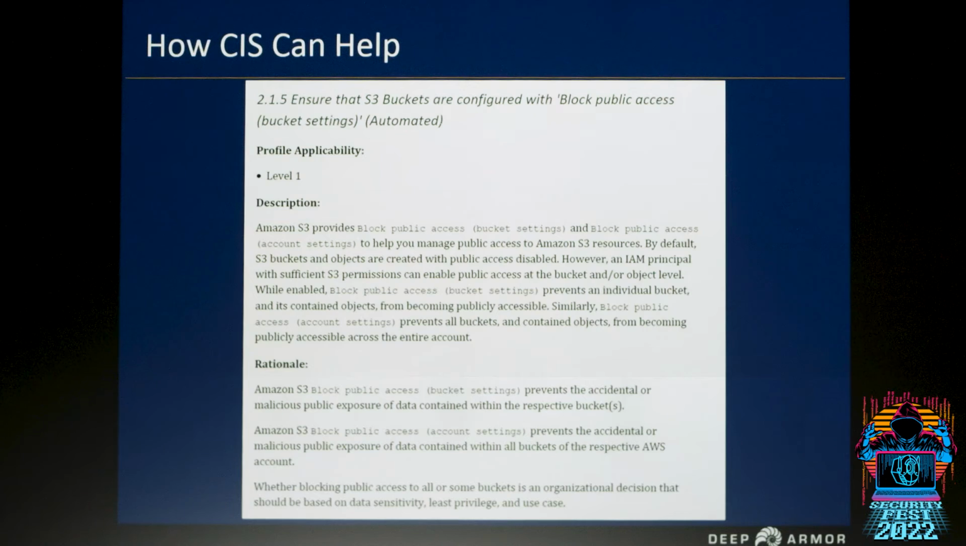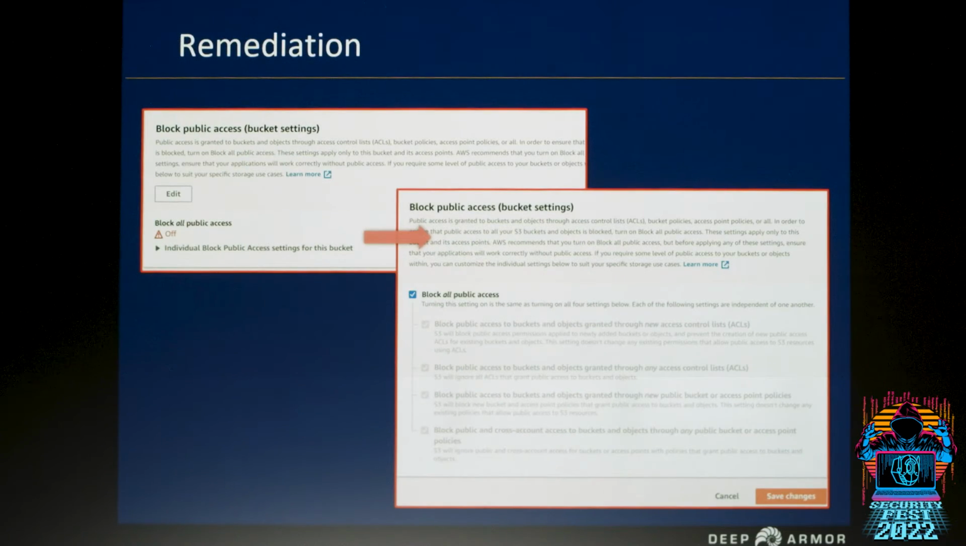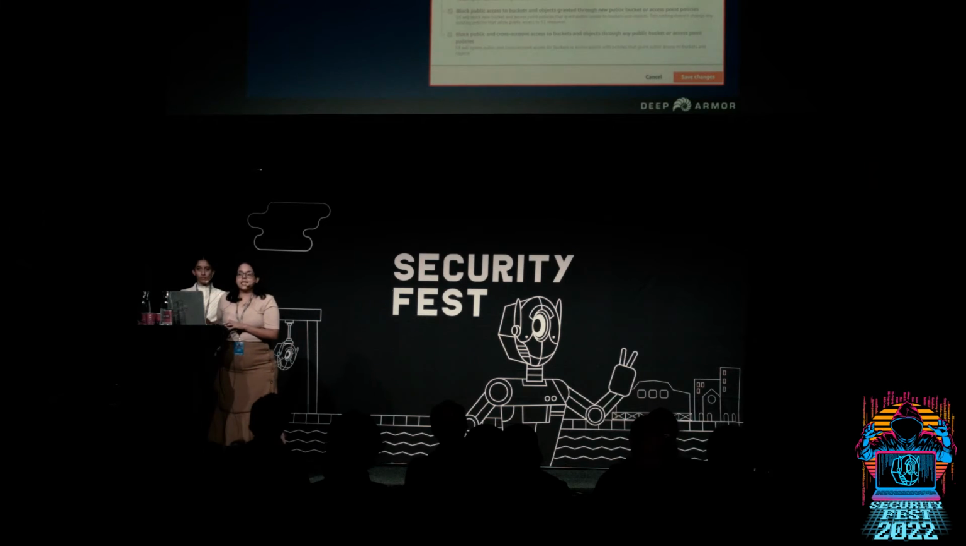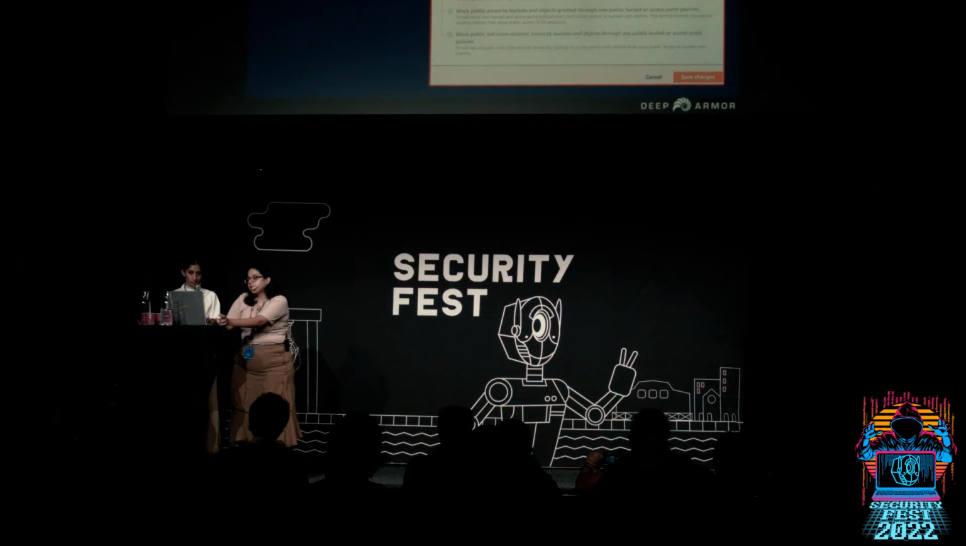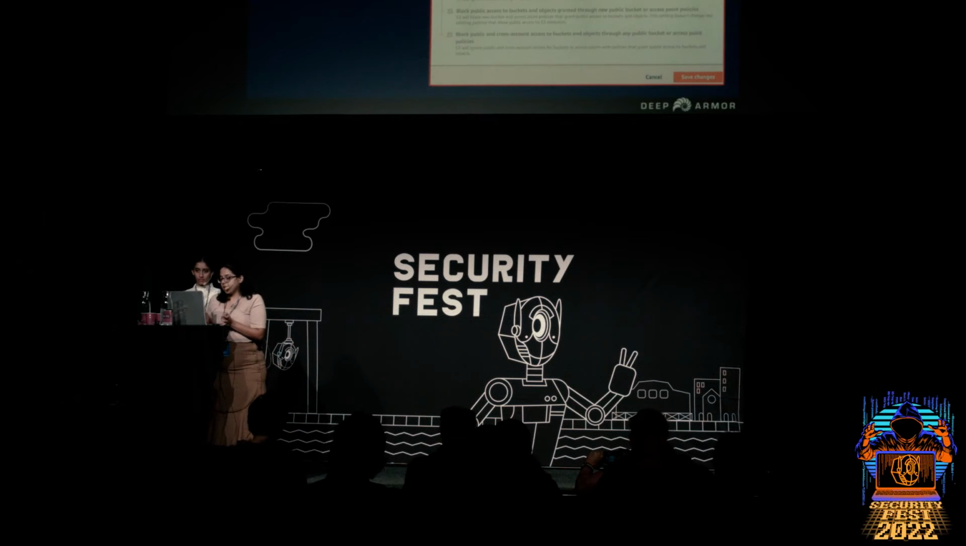CIS provides us with recommendations for these kinds of attacks, by providing the description, rationale, audit, and remediation. Moving on to the remediation, CIS wants us to make sure that block public access is always enabled. By enabling block public access, your objects as well as your S3 buckets are not public anymore. You move on to your S3 bucket and go to the configuration, block public access. As seen, our S3 bucket was publicly accessible. So we enable block public access so it's not public anymore, and save the changes.